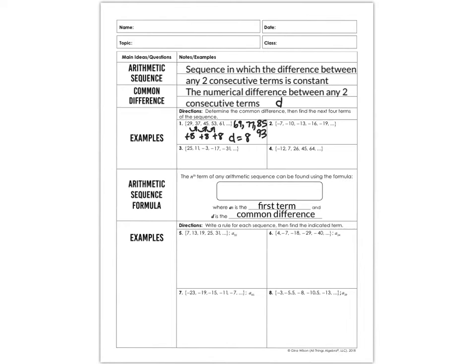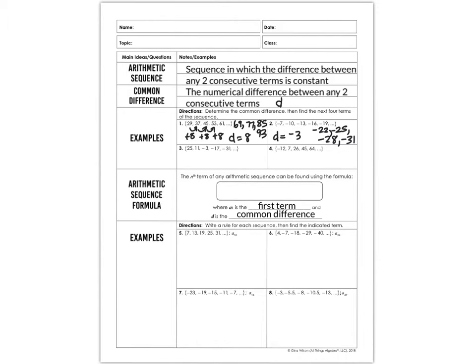Okay, so on this next one, looks like they're subtracting 3 each time. So that's minus 3. So the next four terms would be negative 22, negative 25, negative 28, and negative 31.